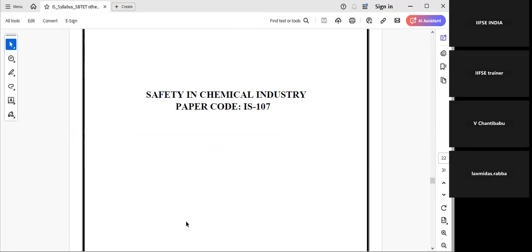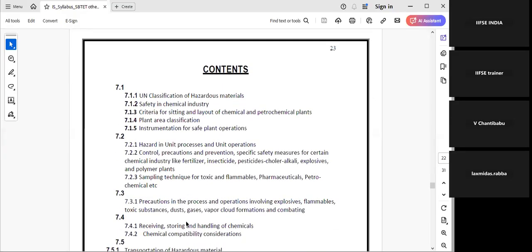Then comes chemical. This is the 107. This paper is dedicated to the chemical industry. Here we talk about UN classification of chemicals. Those are 9 classifications of chemicals. And also we talk about safety in chemical industries, how the plant should be set up, and the various aspects we should keep in mind while setting up a chemical plant or petrochemical plant. Then we'll see plant area classifications like zone 0, zone 1, zone 2, etc. Then we talk about instrumentation for safety in the plants.